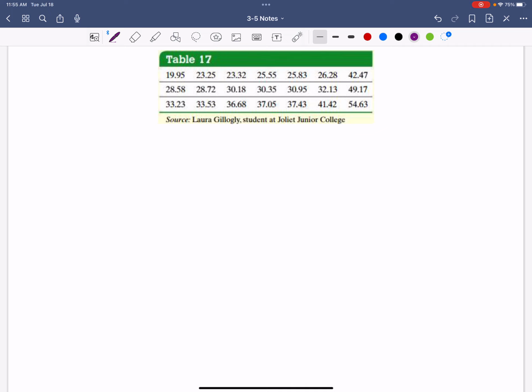I'm going to try to write small enough that I have plenty of room for everything else. So we have 1995, 2325, 2332, 2555, 2583, 2628. Then go down to the next line: 2858, 2872, 3018, 3035. I might need to have 3 lines, who knows.